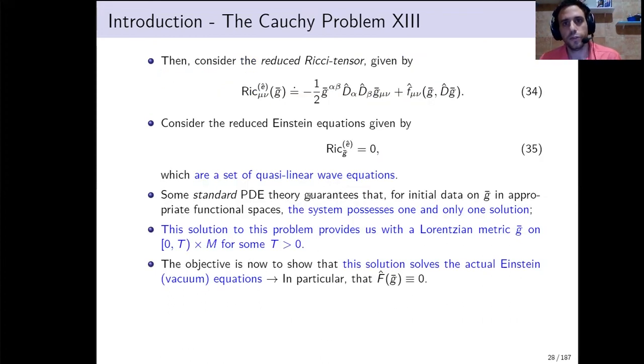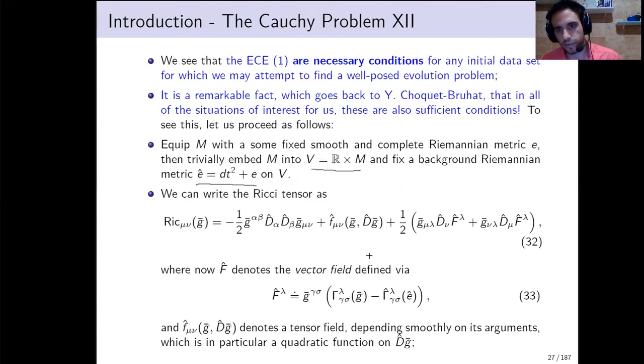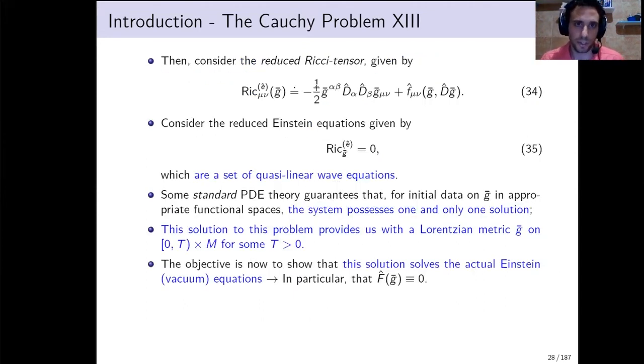And they are in particular quadratic functions on the derivatives of the space-time metric. And the idea here is to neglect the terms that involve this function f and consider here a reduced tensor that we call the reduced Ricci tensor. The idea is that these equations, both in terms of the reduced Ricci tensor, read as a quasi-linear system of wave equations where we can apply some standard PDE theorems to guarantee that these equations have a unique solution. And here we have to pose things on appropriate functional spaces and so on, but we're going to skip that part for now.